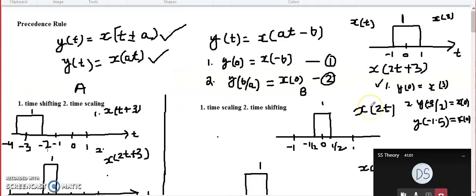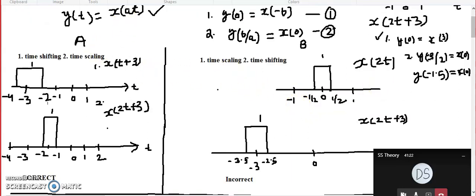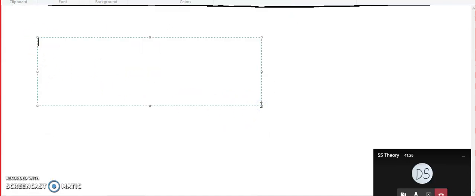Yes, sir. So this discussion indicates and proves what the precedence rule should be. The precedence rule should be that we should perform time shifting first and time scaling later. So precedence rule is first we should perform time shifting, and then time scaling. Okay.